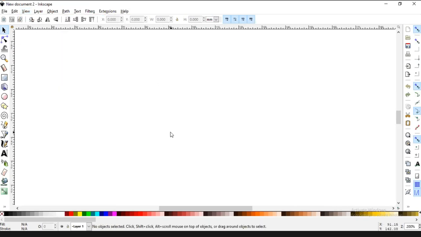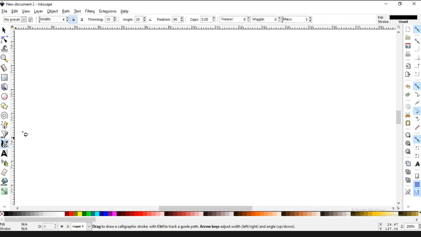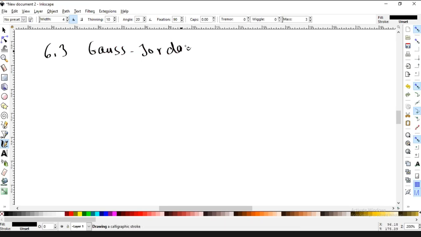Now there is another method that is called the Gauss-Jordan method, which is similar to the Gaussian elimination. In the Gaussian elimination, we subtracted the lines until we got a triangular matrix, and then we solved the triangular system of equations.